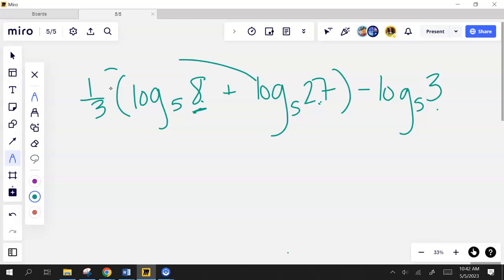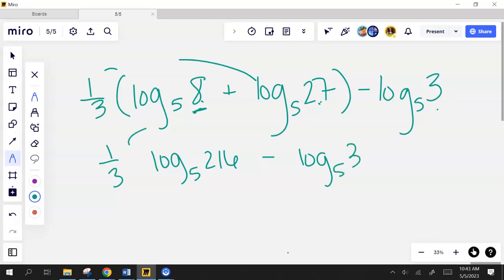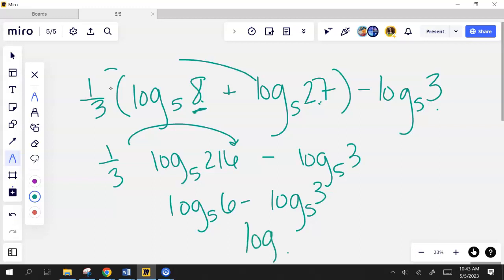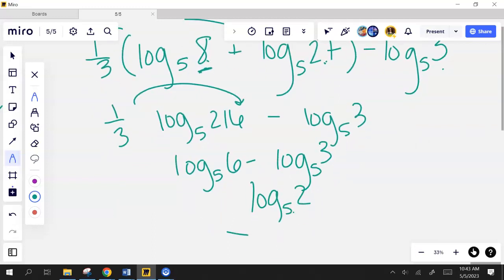But how did y'all do it? Because I'll do it the way y'all did it. 8 times 27. All right, so I got a third times log base 5 of what? Now the 1/3 comes around. What's the third root of 216? What times itself 3 times gives you 216? 6. Now, because I'm subtracting, I divide these two bases, and I get log base 5.